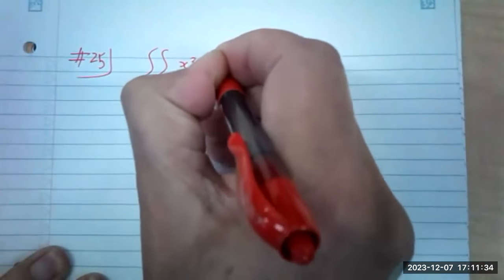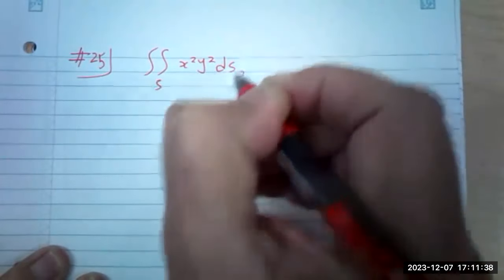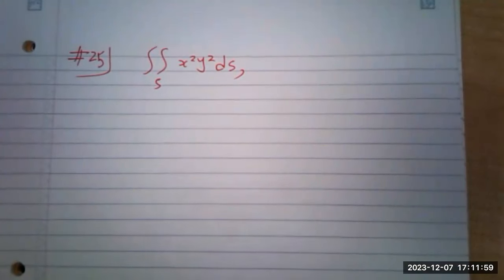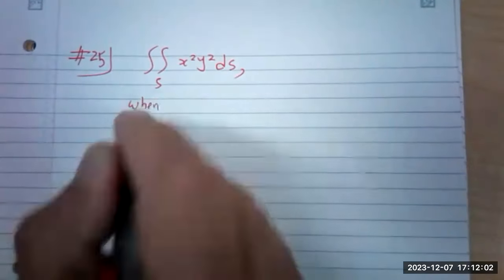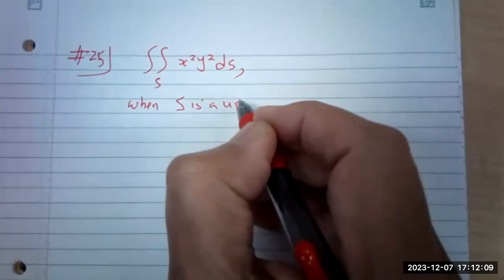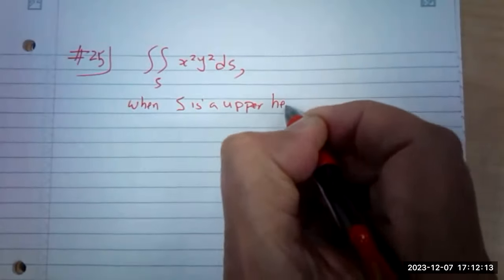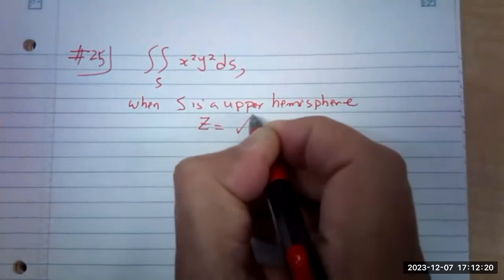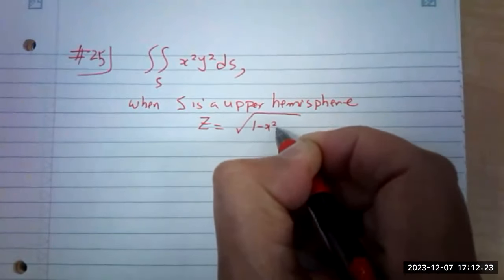The function is x squared plus y squared, dS, and S is a hemisphere. This is the case when S is the upper hemisphere, with the equation z equal to the square root of 1 minus x squared minus y squared.